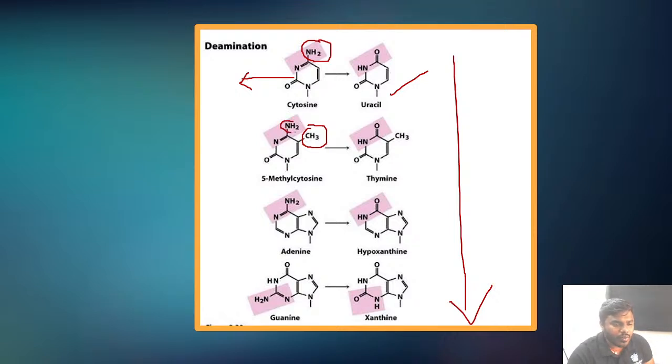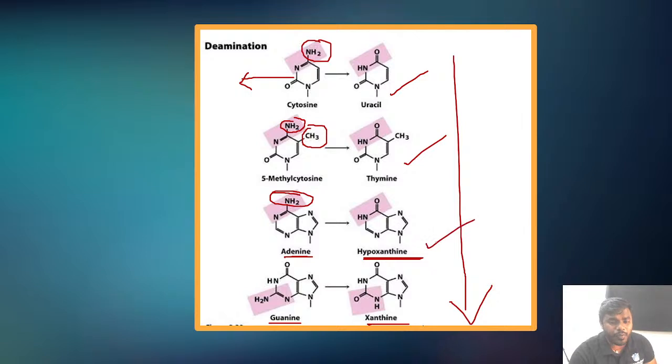Okay, upon removal of this particular amino group, 5-methyl cytosine is converted into thymine. Please kindly don't forget this. Next one, friends, adenine. Adenine also, upon removal of the amino group, is converted into hypoxanthine. Please don't forget that. Next one, friends, guanine. The guanine also, upon removal of the amino group, is actually converted into xanthine.